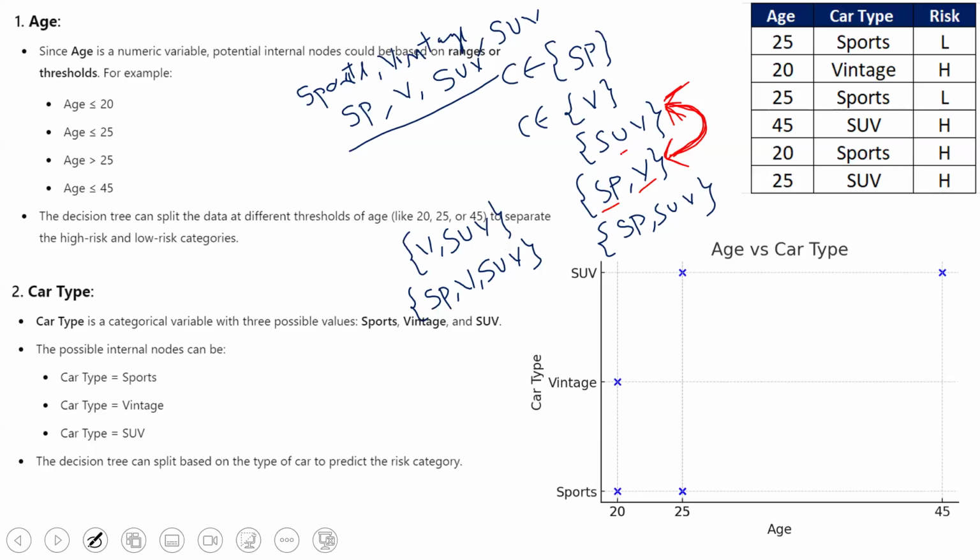So when you say C belongs to sports and vintage, C belongs to SUV, this particular SP, V and SUV does not capture any data. This becomes redundant, right? Because this will be part of everything. Okay, this will be part of everything.